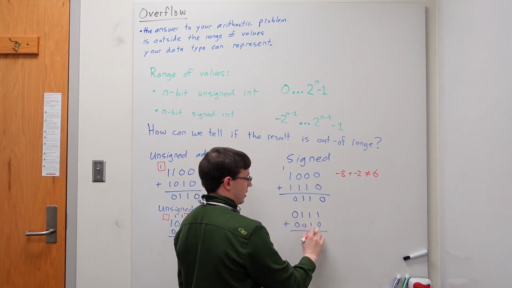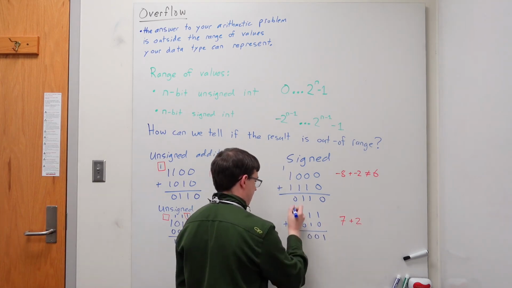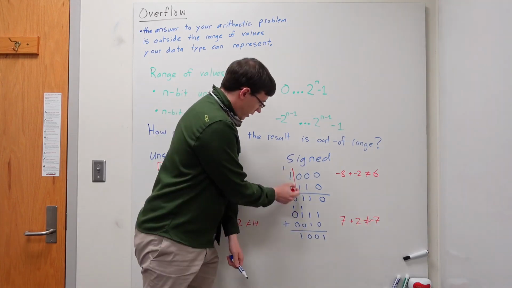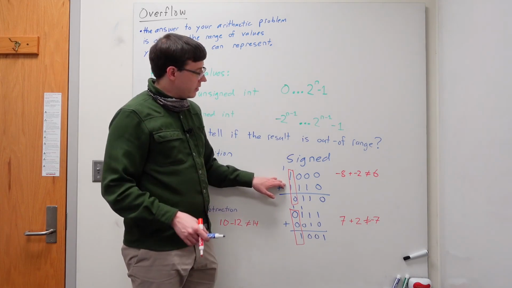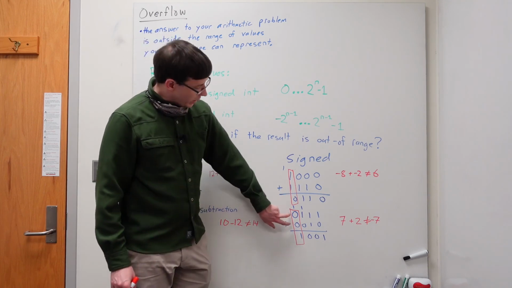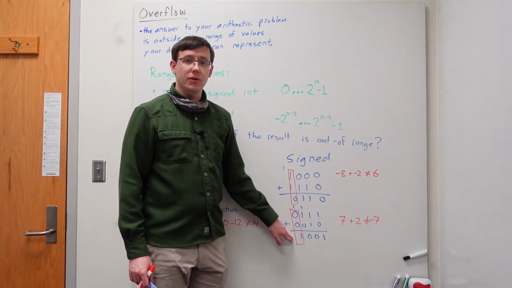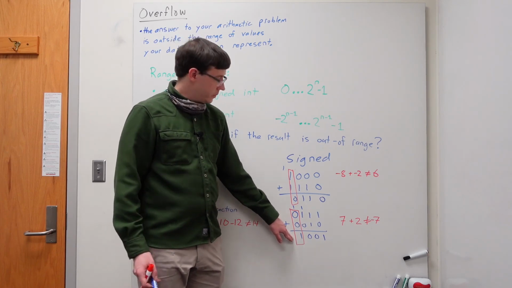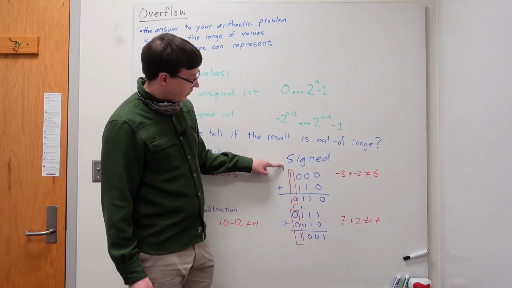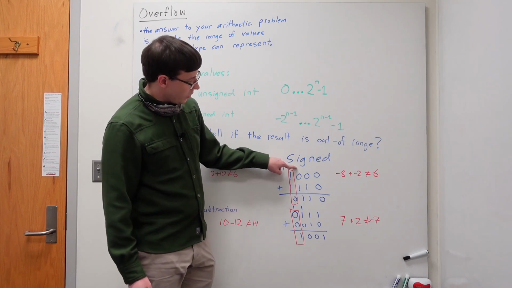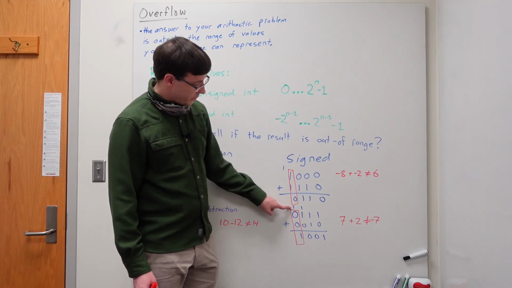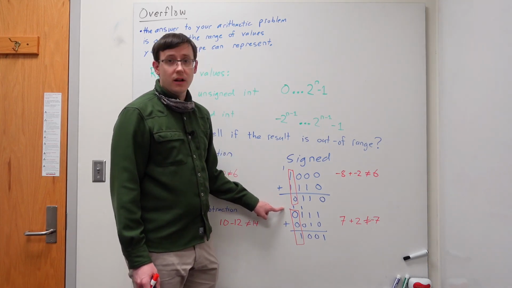Here we're adding 7 plus 2, and we got negative 7 as our result, which is clearly wrong. So with signed arithmetic, the danger is if we add two negative numbers and get a positive result, or add two positive numbers and get a negative result, then clearly something has gone wrong. What's gone wrong in these cases is that here we had a carry out of the sign column, but we didn't have a carry into the sign column to replace it. Whereas down here we had a carry into the sign column, and we didn't have a carry out of the sign column to get rid of it.